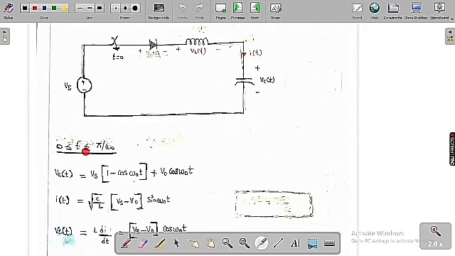Now here this current can be only positive up to omega naught t equal to pi. After that it will be negative. So this diode is going to conduct only from 0 to pi. After that the current is going to become negative, meaning the diode is going to turn off. Therefore all these equations hold only for the range 0 less than or equal to t less than or equal to pi by omega naught.